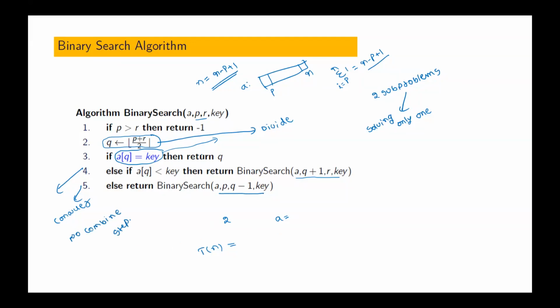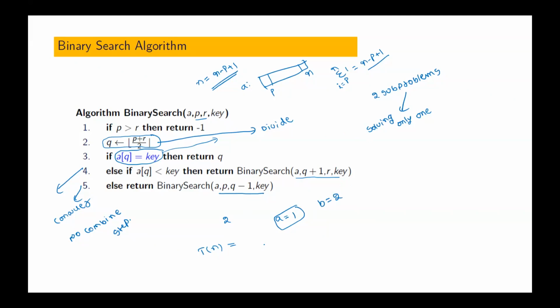If n is r minus p plus 1, what is the recurrence relation for this? How many sub-problems are we solving? Only one. What is the b value here? What is the size of the sub-problem here? n by 2. So b is approximately 2. We are not considering exact sizes like minus 1 and such. Approximately, loosely speaking, it is 2.